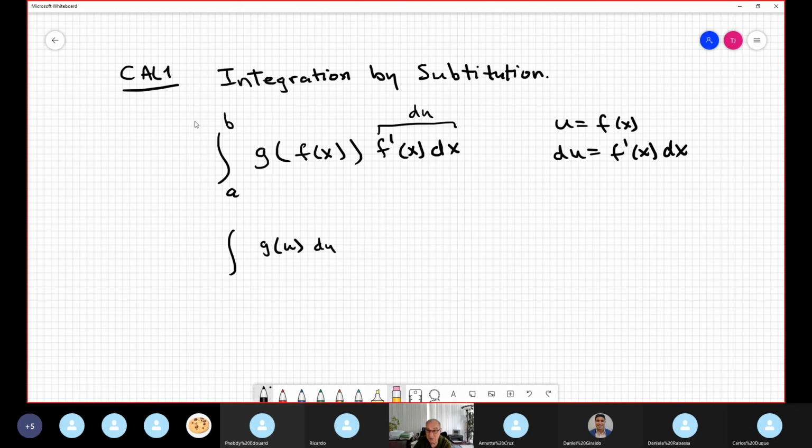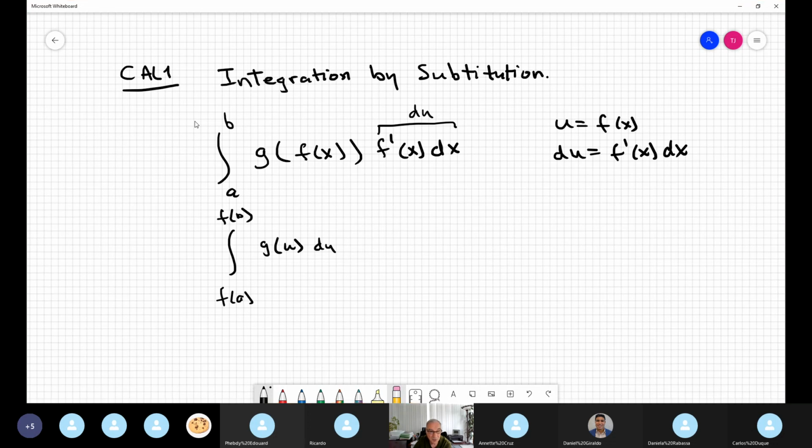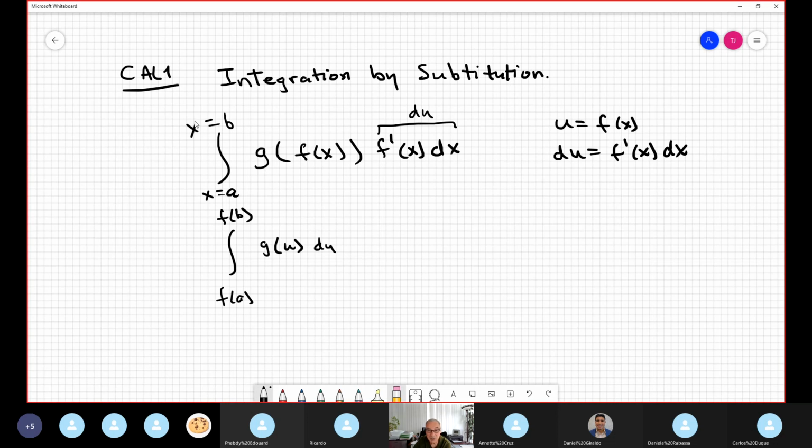And the limit, of course, changes, because a to b becomes f of a to f of b, because a and b are x values. Look, x, and you plug it in here, and you get the u value. Okay, this is u lower, u upper, no?